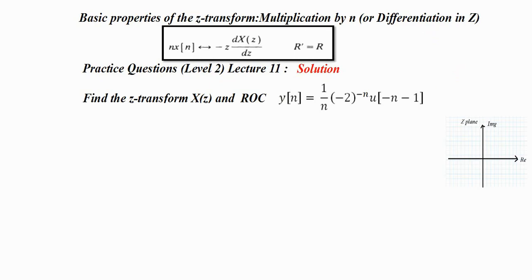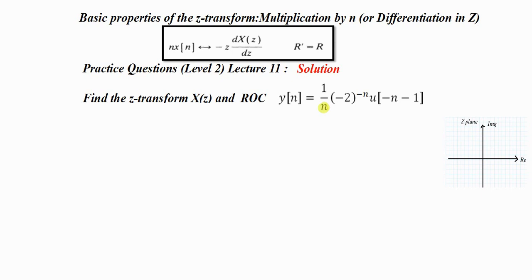This is another interesting question. It's very important. In this question, it's not multiplied by n; it's multiplied by 1 by n. So you need to take care of this kind of question. It's a very important question. And again we need to apply the differentiation property here, but we will do it in a different way.